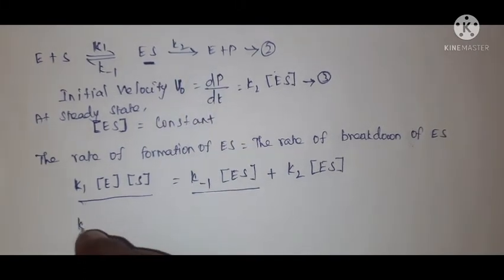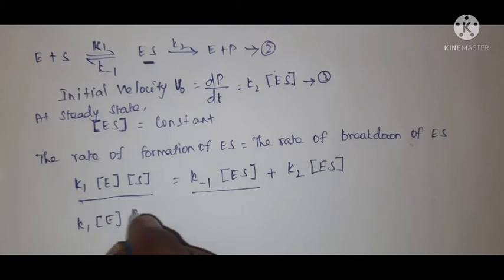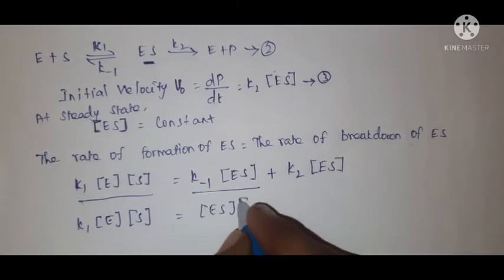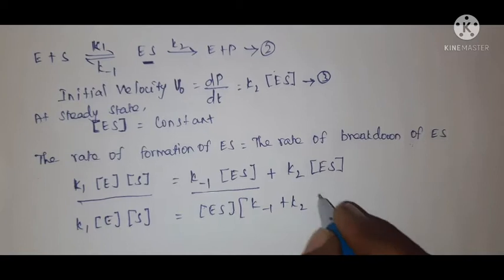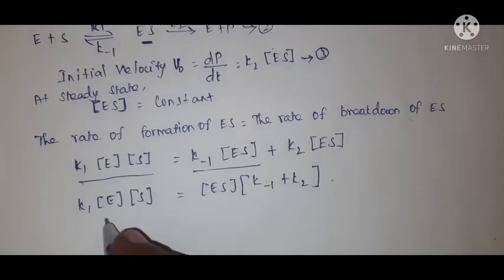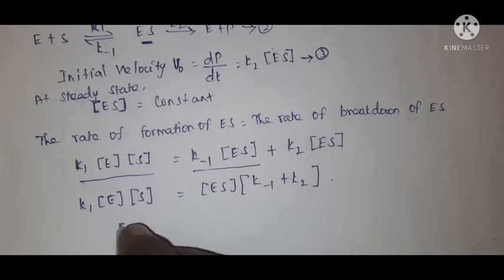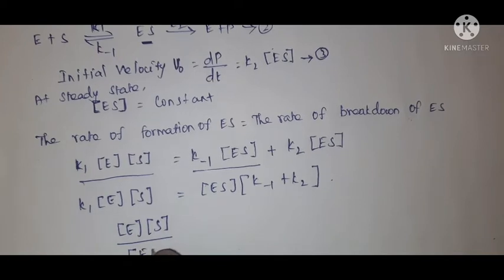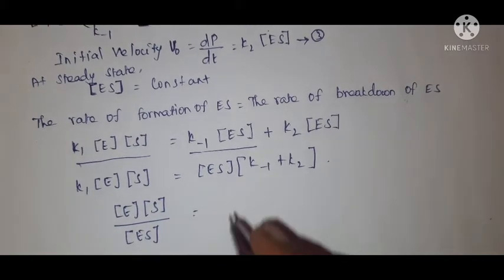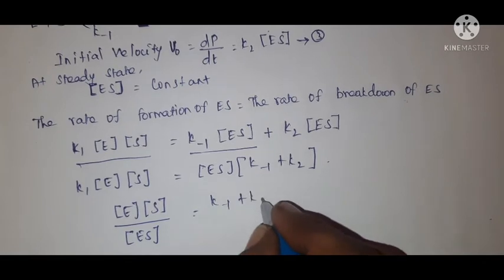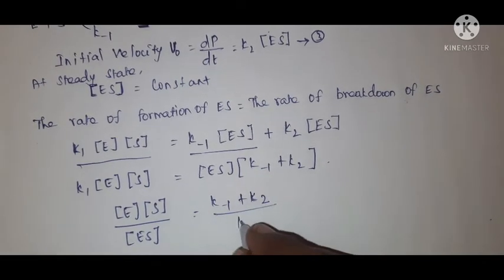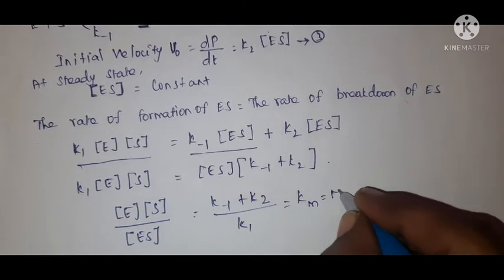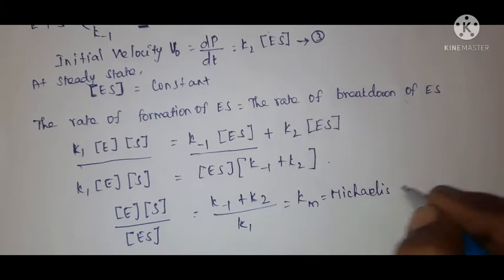So K1 into E into S is equal to ES into K minus 1 plus K2. Okay. So separate the constants from the variables, and you will get E into concentration of substrate divided by concentration of enzyme substrate complex is equal to K minus 1 plus K2 divided by K1. Okay. So this is equal to your Km, nothing but the Michaelis constant.